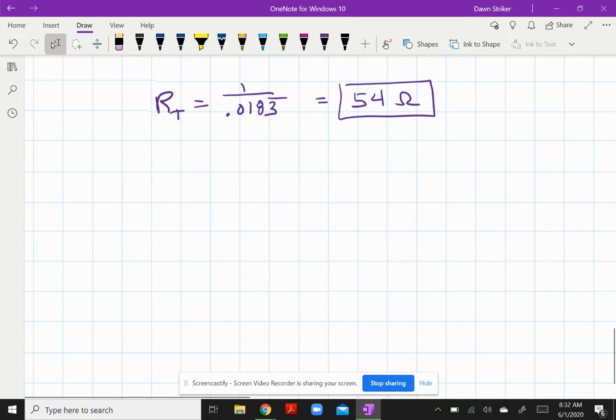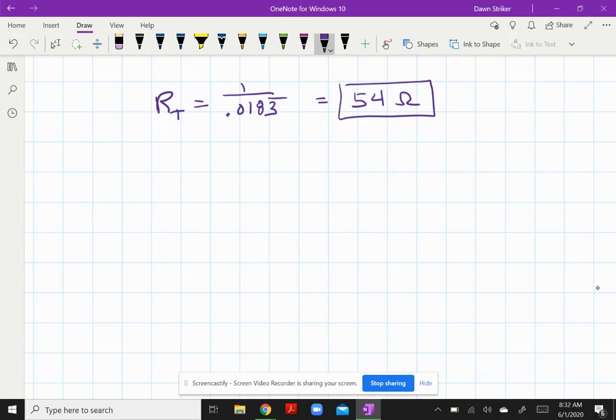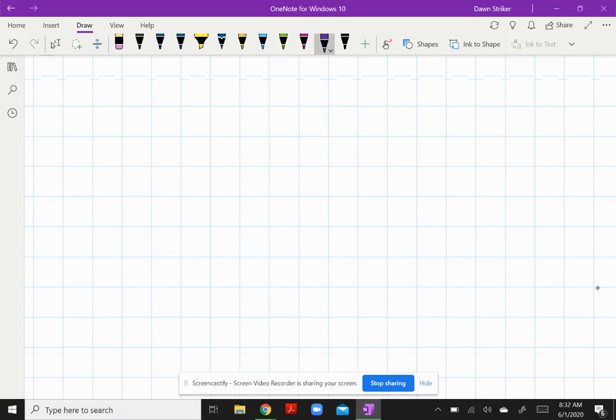All right. The last example I want to do for you is a combo circuit, where we have resistors in series and resistors in parallel.